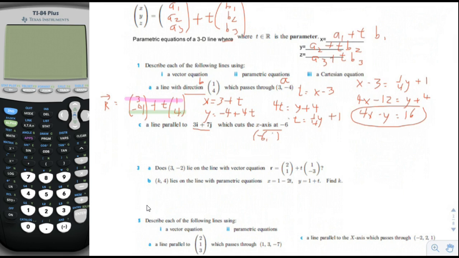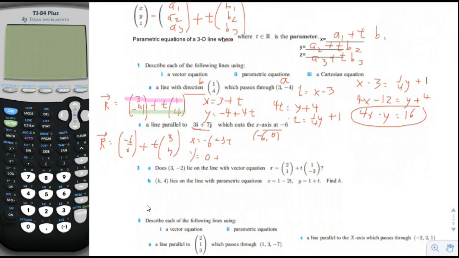Okay, so the vector equation is pretty easy. It's negative 6, 0 is the fixed point, and the direction vector is going to be 3 for the x and 7 for the y. So we're already done with the vector equation. And then, of course, the parametric equation is also easy. You just have x equals negative 6 plus 3t. And then you have y is equal to 0 plus 7t.